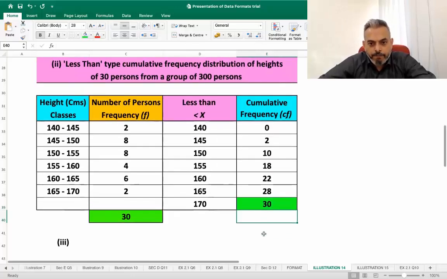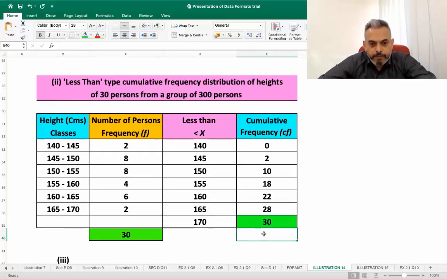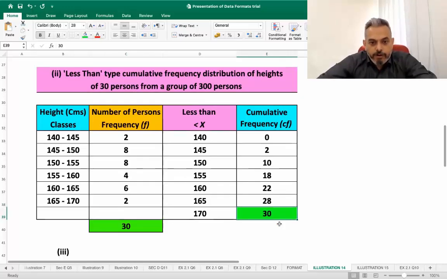Now, once again, less than 140, 0, then 0 plus 2 is 2, 2 plus 8, 10, 10 plus 8, 18, 18 plus 4, 22, 22 plus 6, 28, and 28 plus 2, 30. Now, third one.